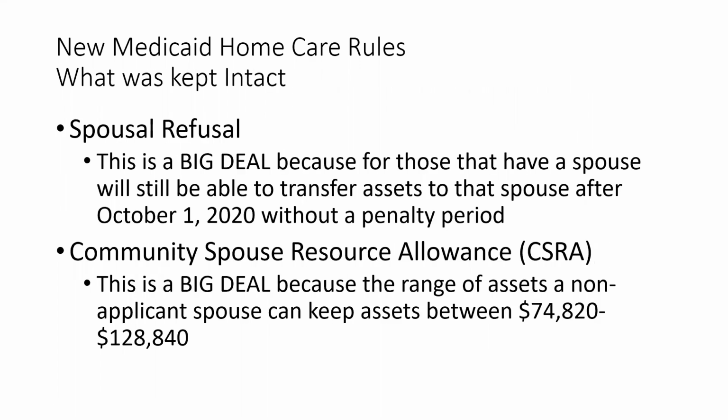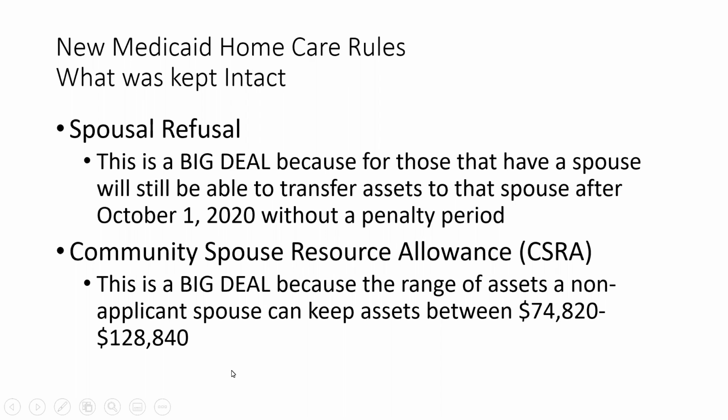So the other bit of good news is these two concepts were on the chopping block: spousal refusal and what we call the CSRA, or the Community Spouse Resource Allowance. So spousal refusal is a huge deal. That allows the not well spouse to transfer their assets to the well spouse and still acquire Medicaid. That still is a reality for community Medicaid. So that means that even after 10/1/2020, there's going to be the ability to go on Medicaid and transfer assets to the spouse. So the real concern is those people that don't have spouses.